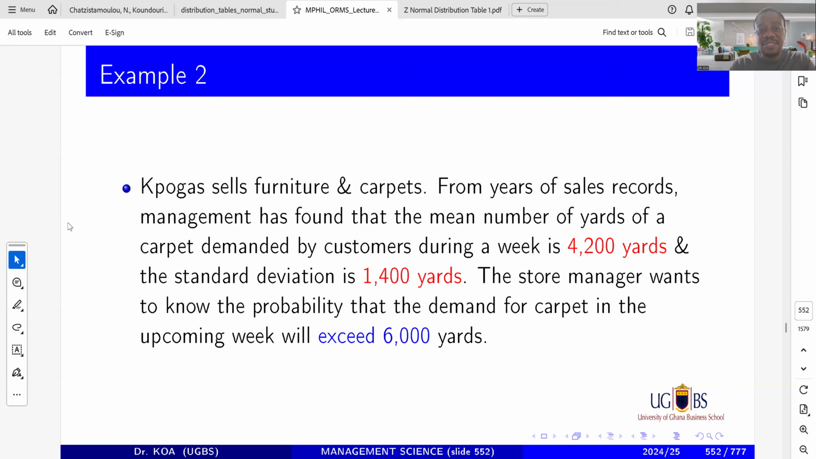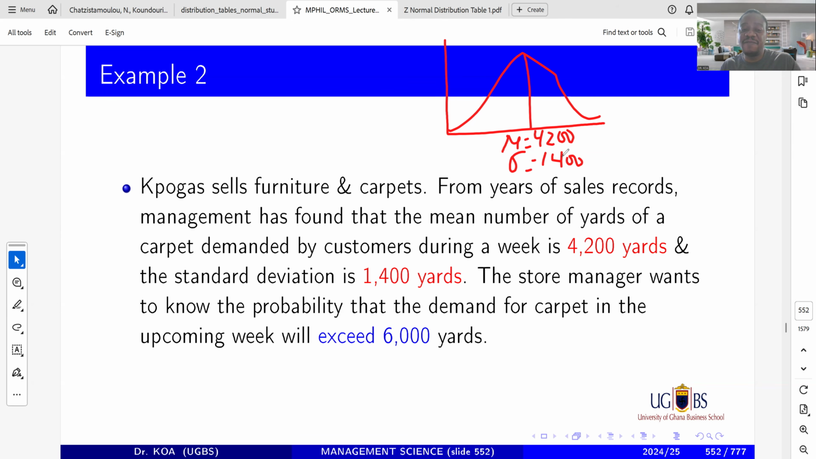So once again, you draw your normal distribution. My drawing is not looking good today. You draw a normal distribution like that. You show your center. Remember that you always have to write mu equals 4,200 and standard deviation equals 1,400. And we are looking at 5,000. Is it to the right of the mean or to the left? Obviously, 5,000 is to the right. So you draw a line here and indicate that that line is 5,000.